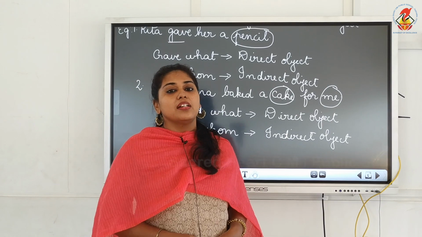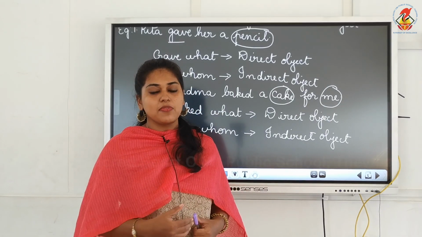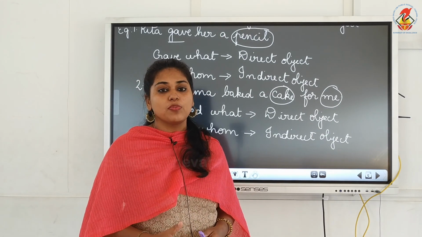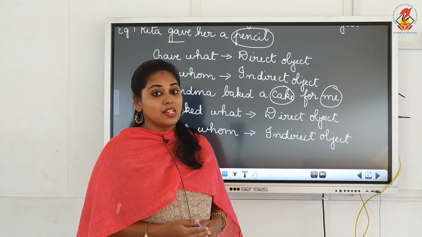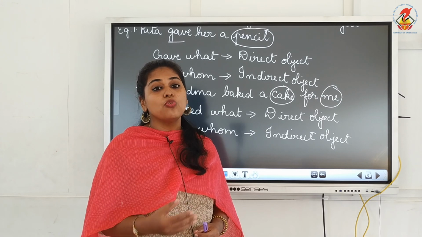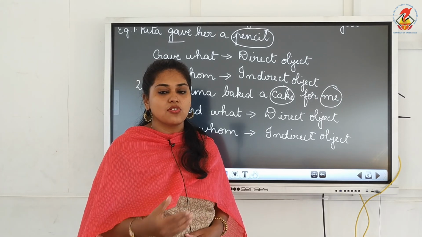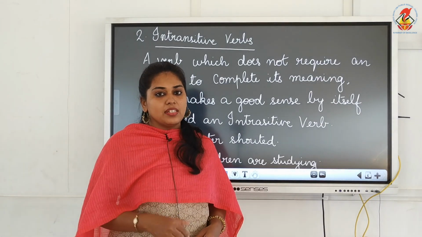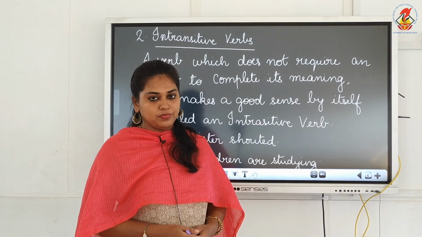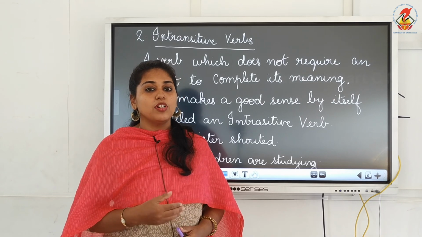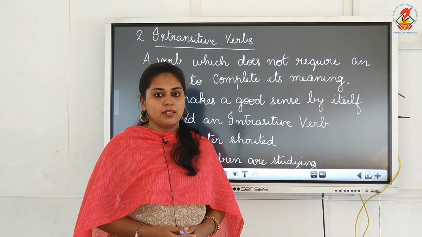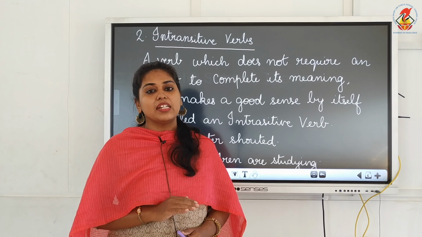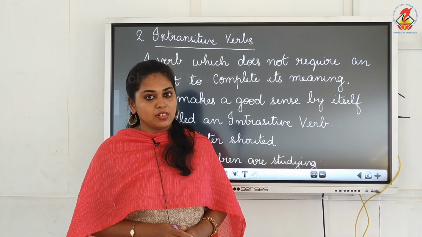So, as I said, sometimes there would be two objects in a sentence, which are direct object and indirect object. Direct object usually talks about a thing, whereas indirect object refers to whom the action is done. It refers to a person and it is normally placed before the direct object. Okay. Now, let us look at the next kind of verb, which is intransitive verb. We learned that for a transitive verb, a verb requires an object to complete its meaning. But for an intransitive verb, we do not need the support of an object to give a complete meaning.